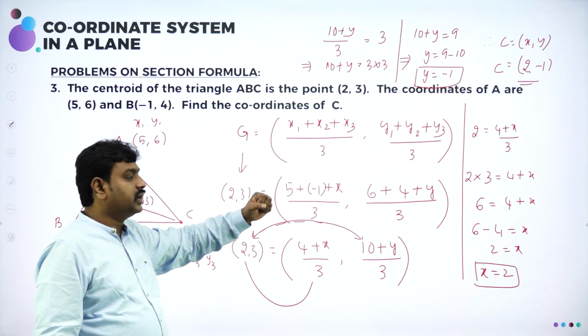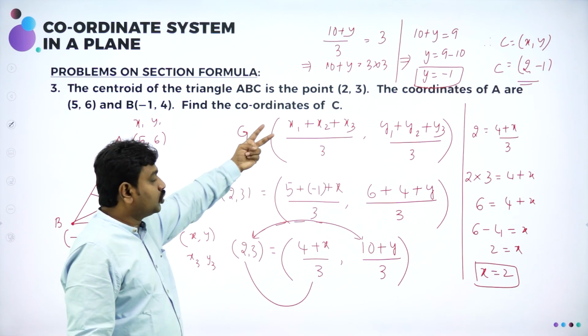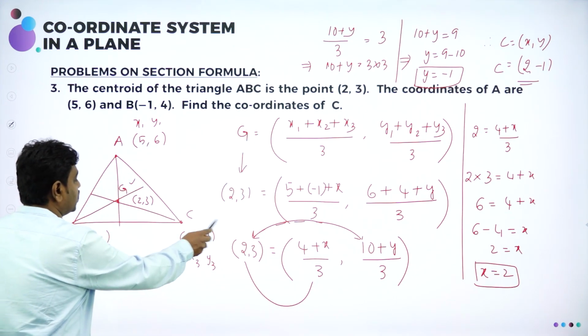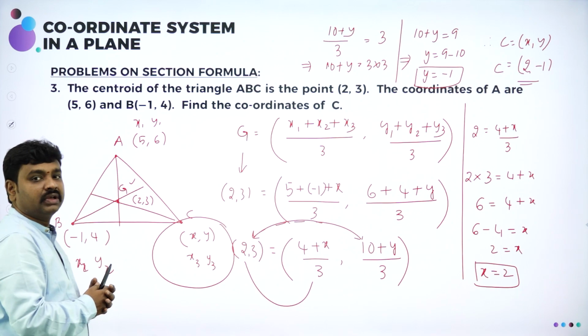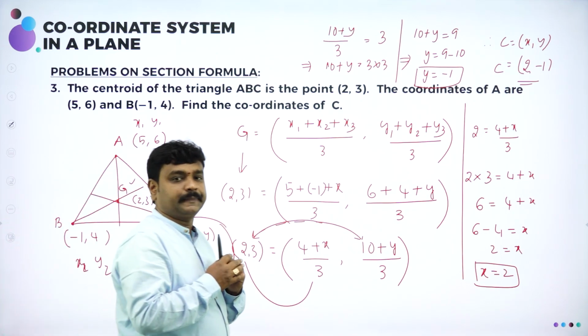We are using the value of centroid. The LHS centroid value is given and two vertices are given, but you need to find the third vertex, which is unknown. We call it xy and we found it out. All of you understood this?